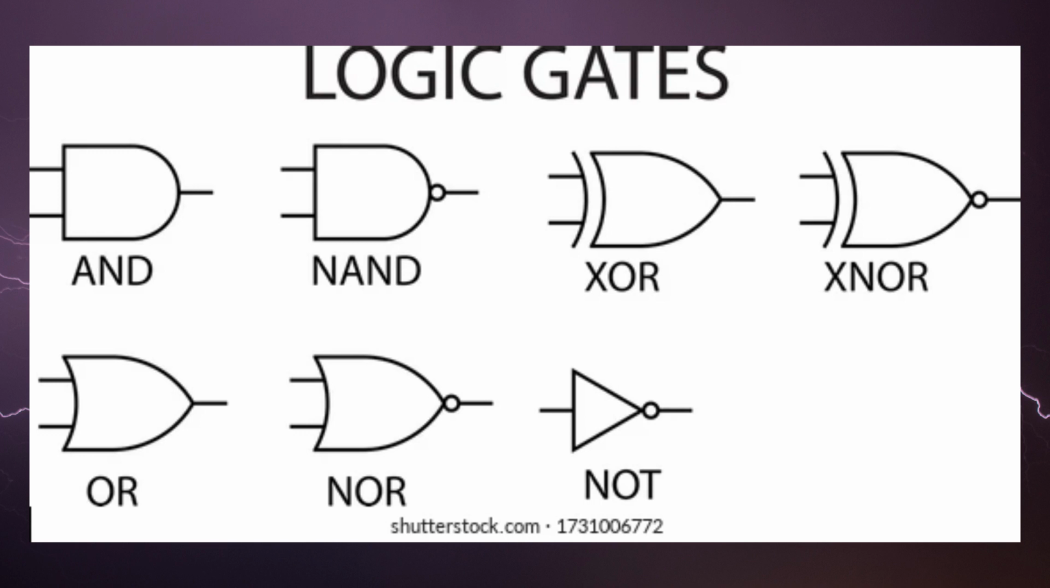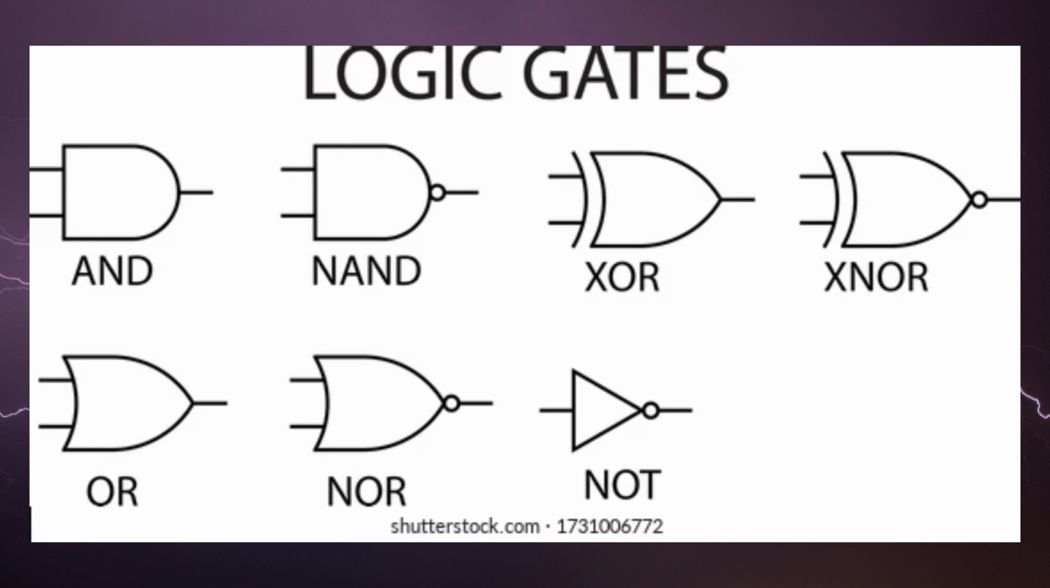OR gate. The symbol for an OR gate is a shape with 2 inputs and 1 output. The inputs are represented by 2 lines entering the shape, and the output is represented by a single line leaving the shape. Similar to the AND gate, the symbol may have slight variations depending on the diagramming convention.